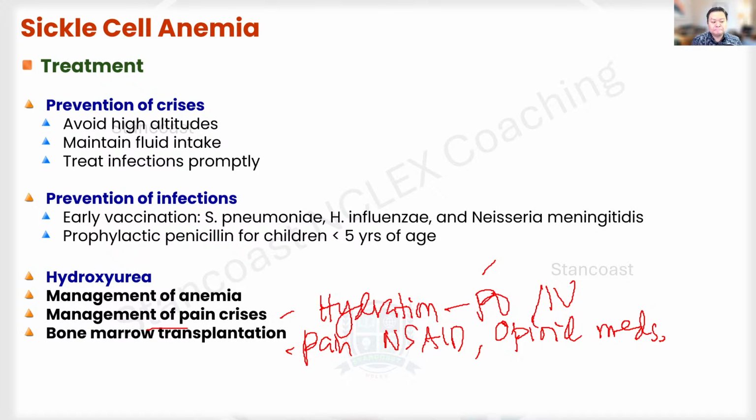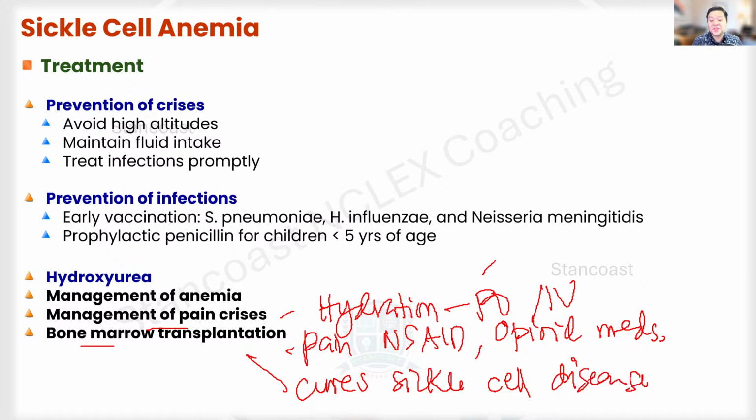Another intervention or treatment that can be beneficial is the bone marrow transplantation in order to cure the sickle cell disease. It cures sickle cell disease. However, this is not commonly performed.